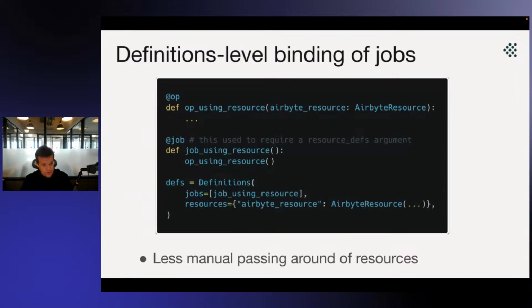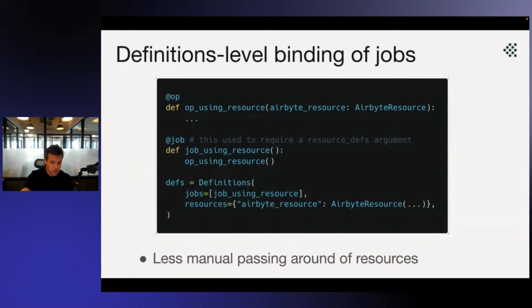Lastly, definitions level binding of jobs. We released that new API, definitions, and we allowed you to pass resources top level, and it automatically bound all your assets to the resources that were passed in. That was not true for jobs, which felt like a hole in the API. So we have fixed it.